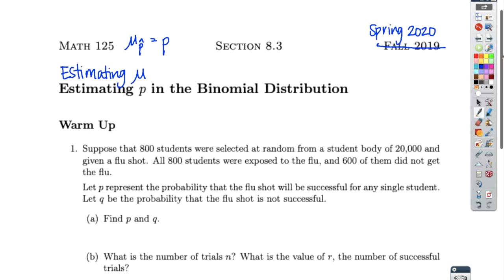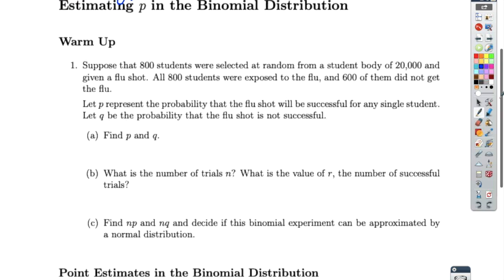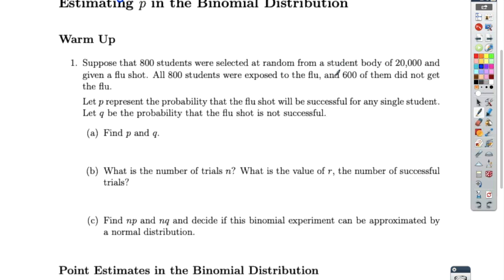Okay, so let's start with a quick warm-up. This is just going to help you to recall what we know about binomial distributions and binomial trials. Suppose that 800 students were selected at random from a student body of 20,000 and given a flu shot. All 800 students were exposed to the flu and 600 of them did not get the flu. So let P represent the probability that the flu shot will be successful for any given student, and Q be the probability that the flu shot is not successful.